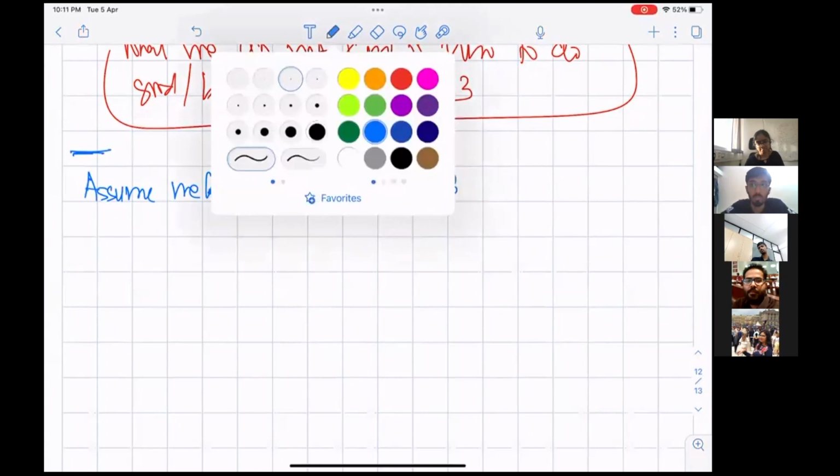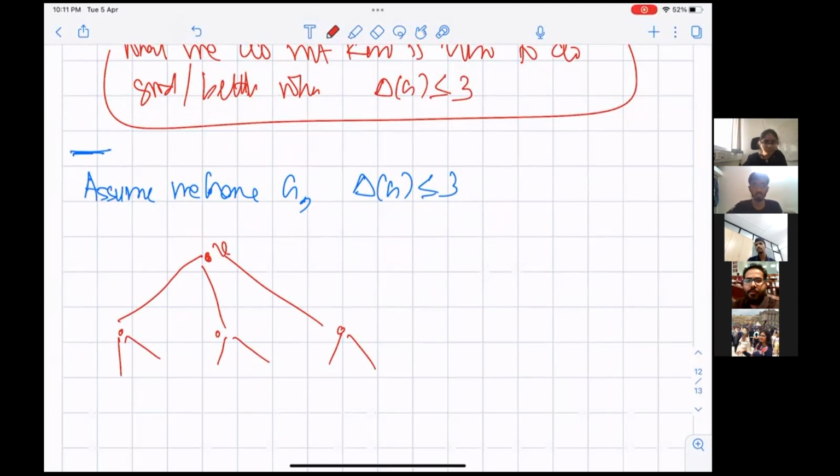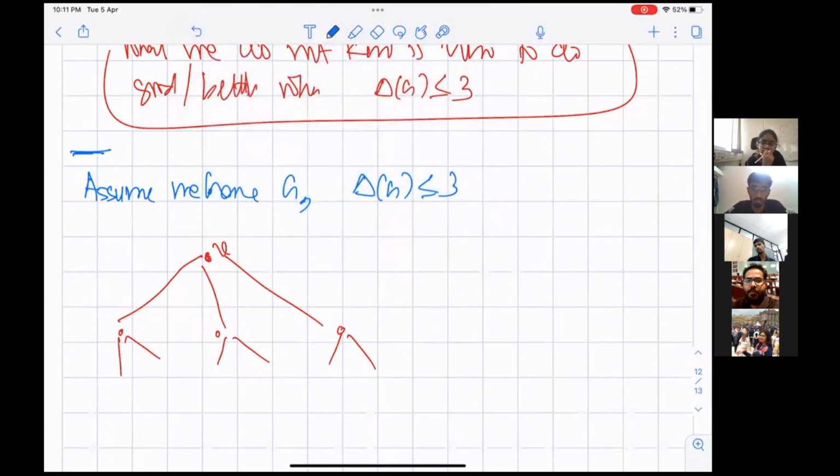Now notice, here's a vertex V. What is the maximum degree of this graph? 3. So what happens when we branch on V? What does branching mean? In one branch V belongs to the solution, or in the other branch X, Y, Z belong to the solution. Now when V belongs to the solution, what do you do? You delete V.